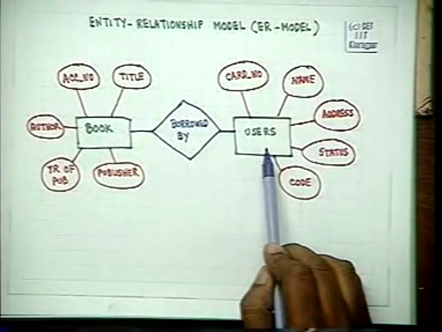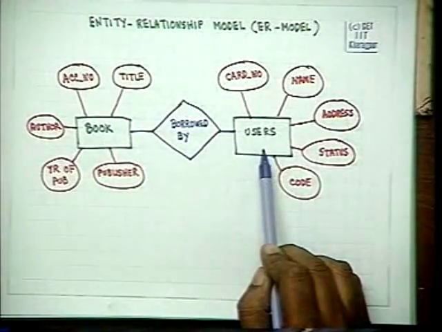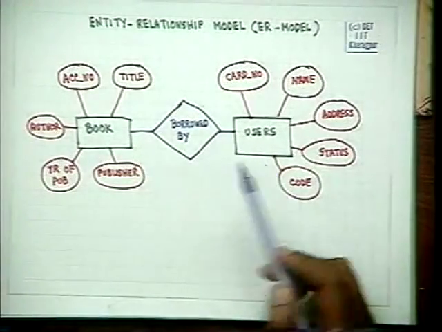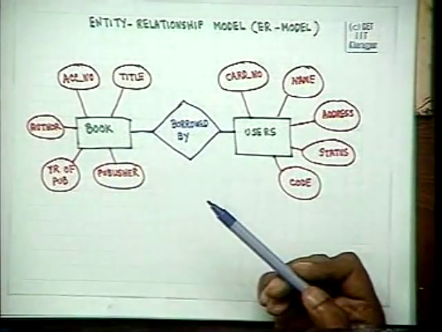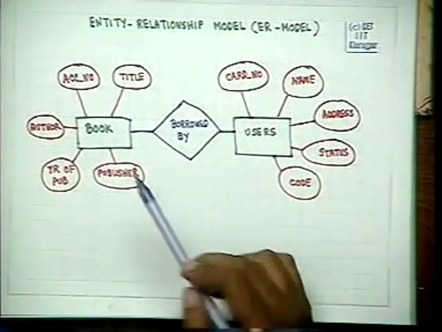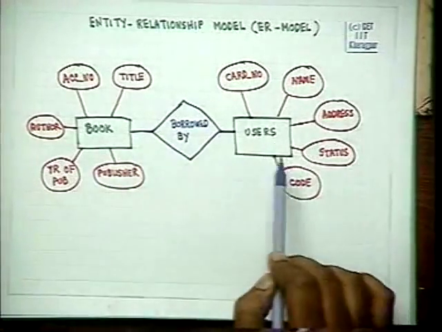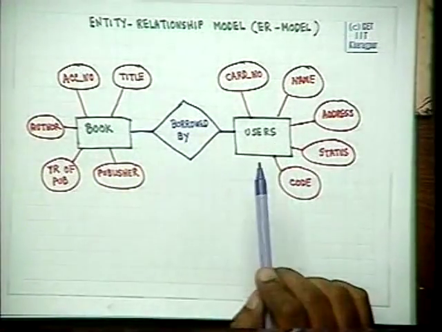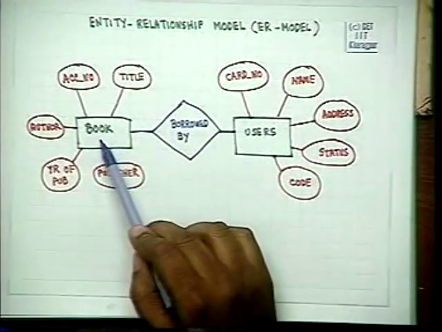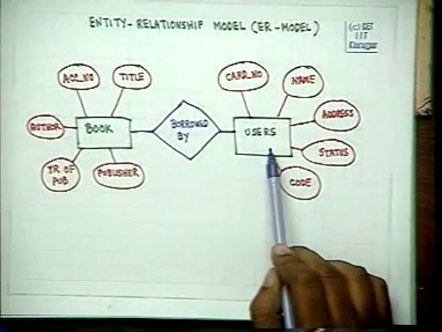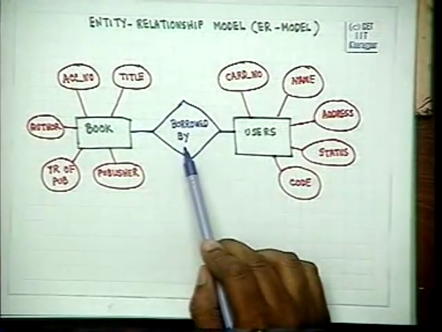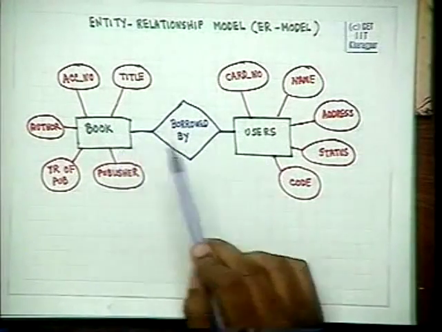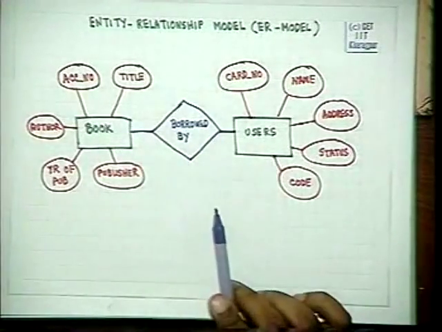This is the book currently borrowed by this user. Now, some user may not have borrowed all the books, and all books may not have been borrowed. So, it does not mean that everybody will have a connection with everybody out here. This is a set of books, this is a set of users, this is a set of relationships saying that this user has issued this book currently.